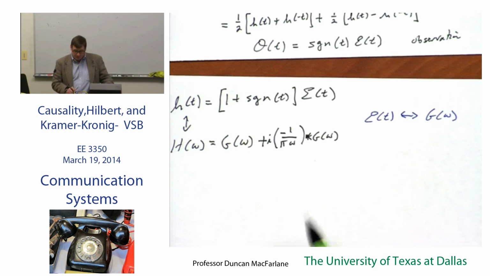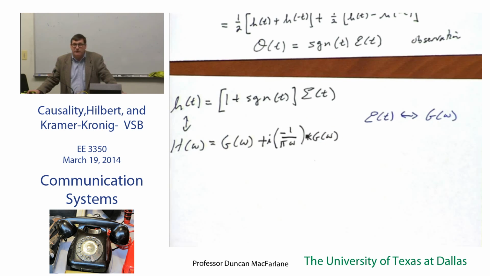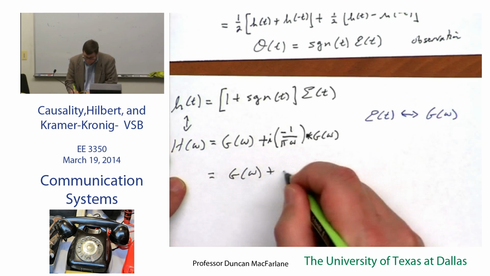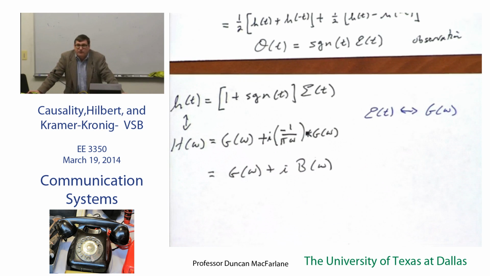Okay. So before we had a 1 over pi omega. I'm sorry, we had a 1 over pi t convolved with a time-varying function. Since we started in the time domain instead of the frequency domain, we now have a convolution in the frequency domain. And what I want to do is write that in the form of H of omega that we knew all along, that is, H of omega is complex.